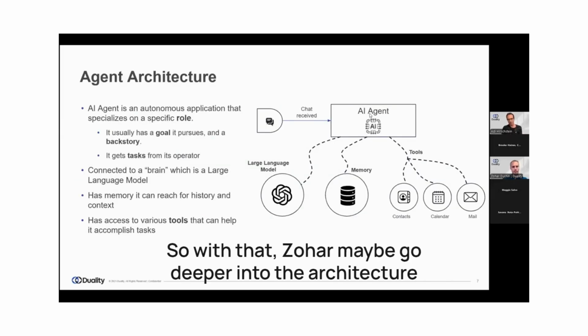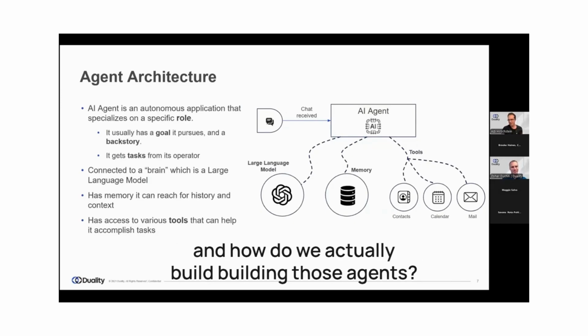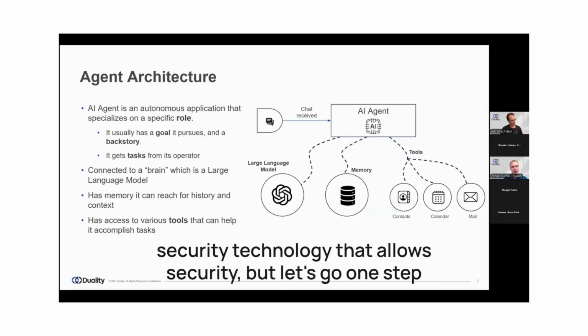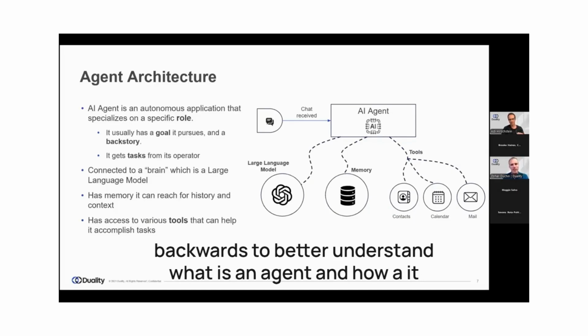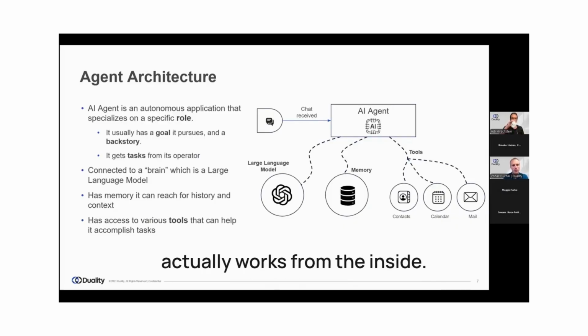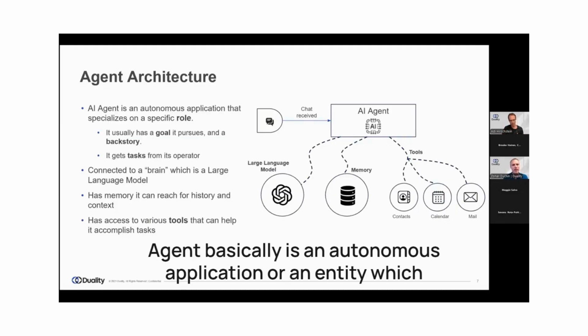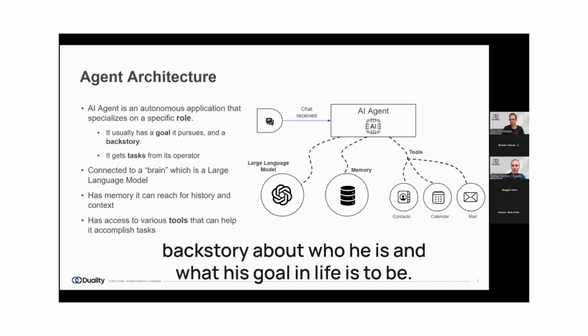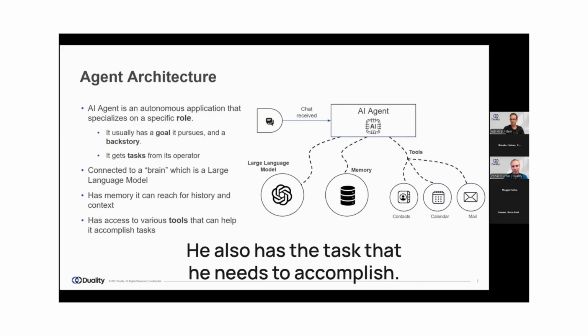So with that, Zohar, maybe go deeper into the architecture and how we actually build those agents. Thanks, Ali. After we saw the agents and also the different security technologies, let's go one step backwards to better understand what an agent is and how it actually works from the inside. An agent is basically an autonomous application or entity which is designed with a role and a goal, and sometimes even a backstory about who he is and what his goal in life is. It also has the task that he needs to accomplish.